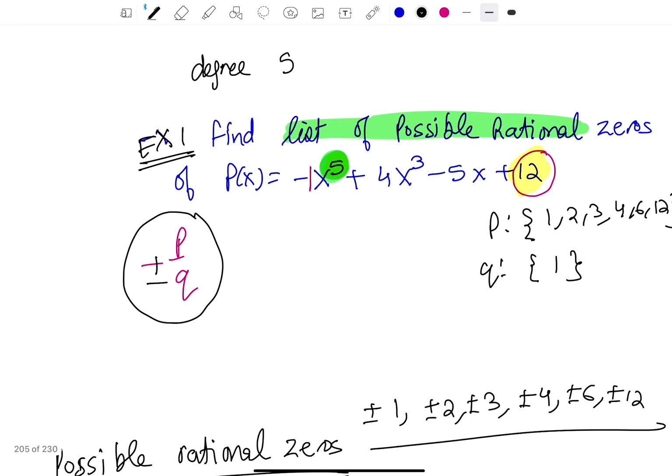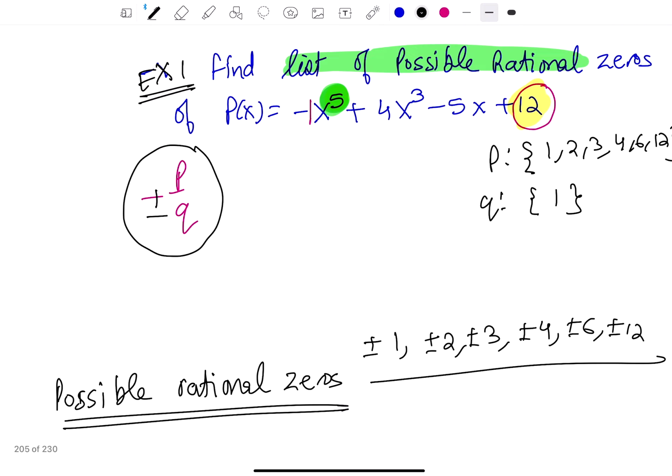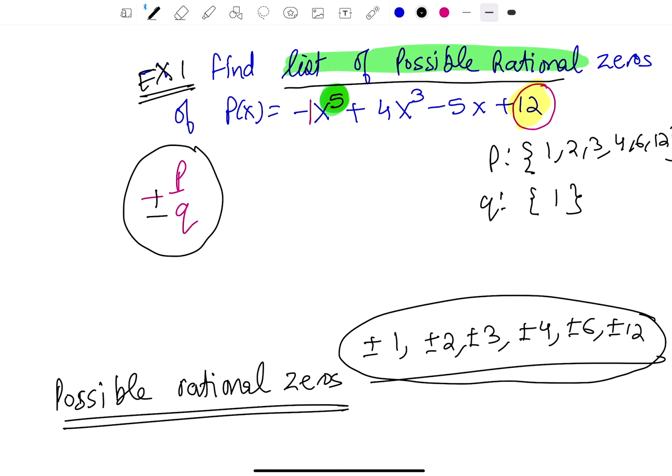This polynomial is going to have 5 total zeros, and if it does have any real zeros, they are in this list. Some of these are not going to be zeros. We'll have to do synthetic division or factoring and figure these out. But right now, we're only creating a list of possible rational zeros.